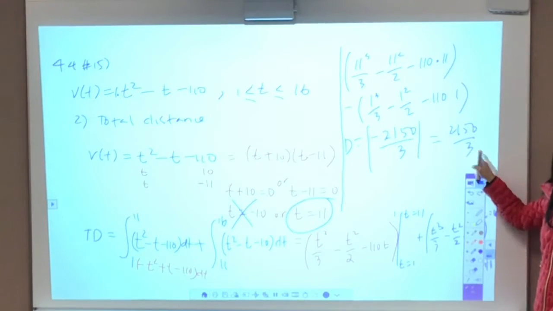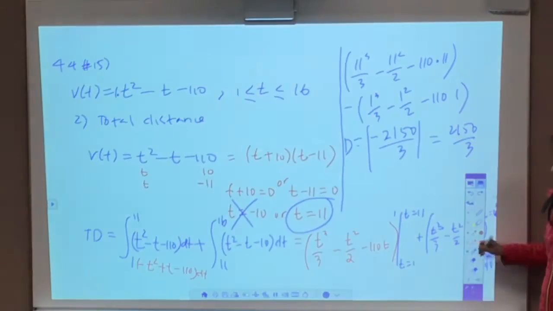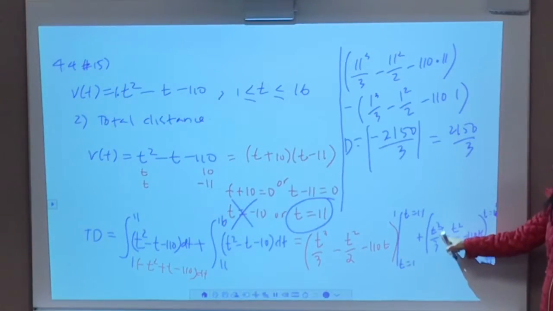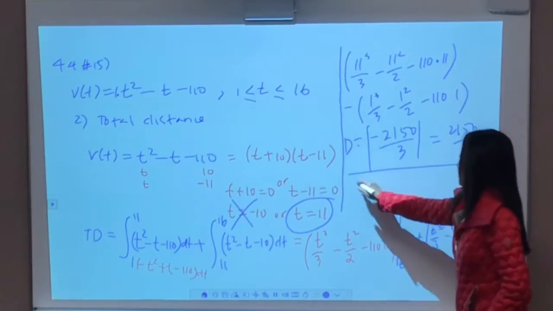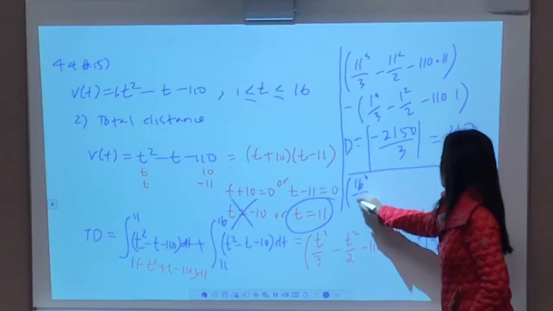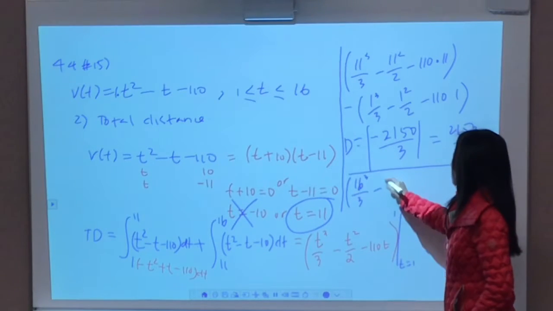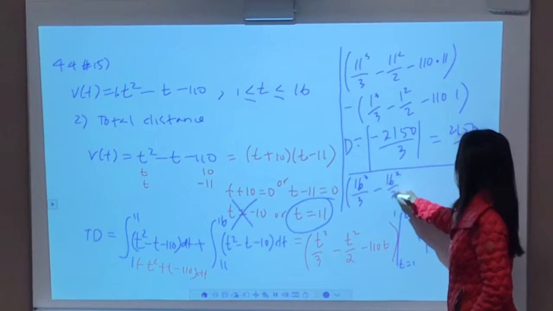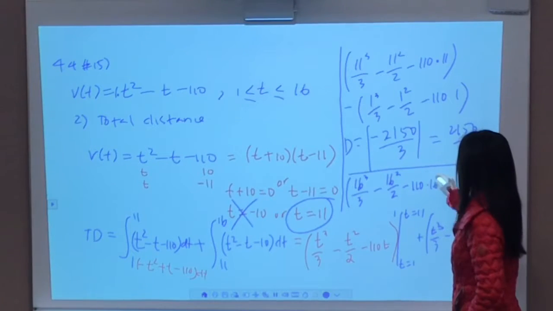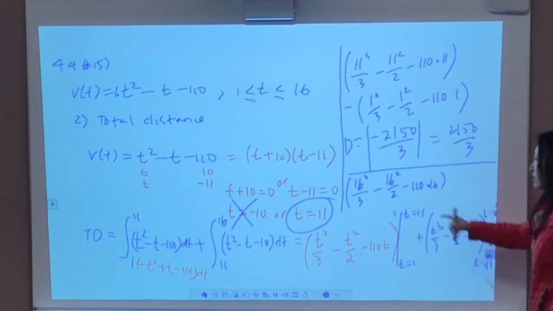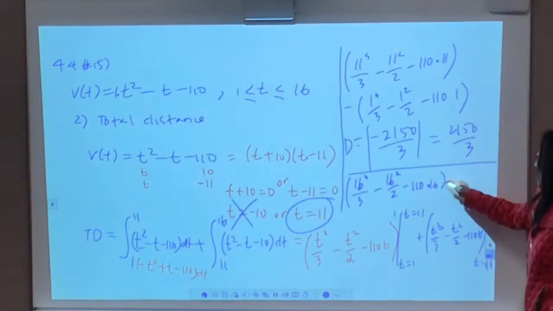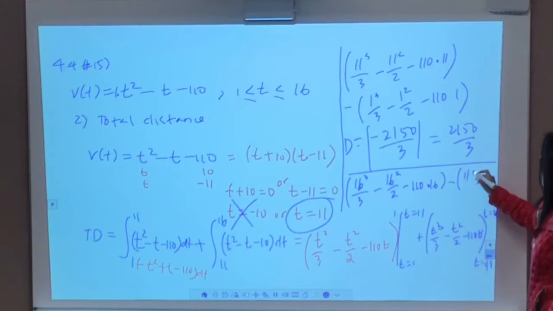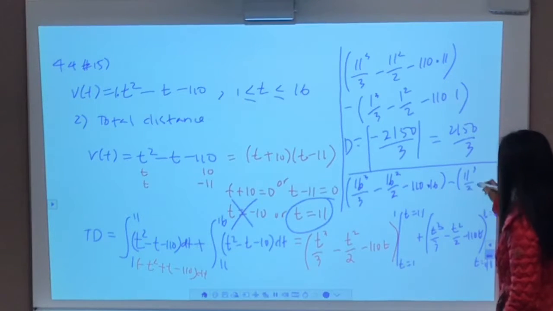Is everybody with me? I'm only partially done. Now what do you have to do? Now we gotta plug in what? 16. Do we know about the 16 already? We did it from the previous problem, right? Did we not do that, class? We got this one, that was like 21 something. You have this number already, the 16. It was negative 1568 over 3.